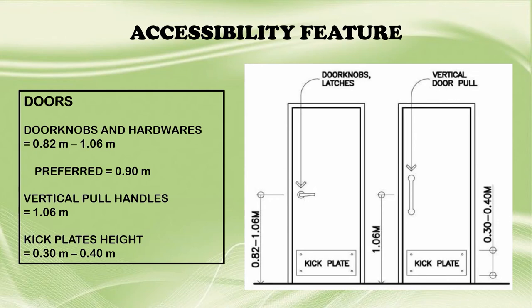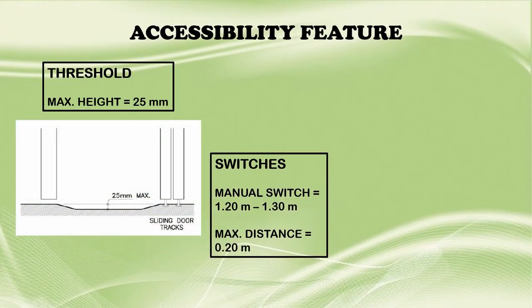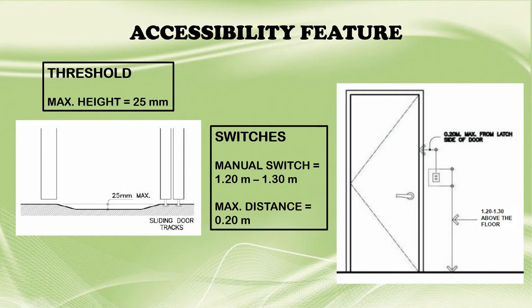0.90 is preferred. Vertical pull handles centered at 1.06 meters above the floor are preferred to horizontal pull bars for swing doors or doors with locking devices. Doors along major circulation routes should be provided with kick plates made of durable materials at a height of 0.30 meters to 0.40 meters. Thresholds. Threshold shall be kept to a minimum. Whenever necessary, thresholds and sliding door tracks shall have a maximum height of 25 mm and preferably ramp.